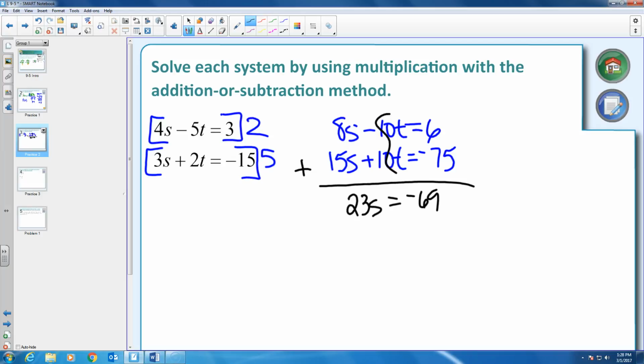Now, sometimes you get some really big numbers, but it usually works out nicely if you just follow through. Because what happens if I divide both sides by 23? What's s going to equal? S equals, did you say negative 3? Yes. Okay, don't mess up on the little things.